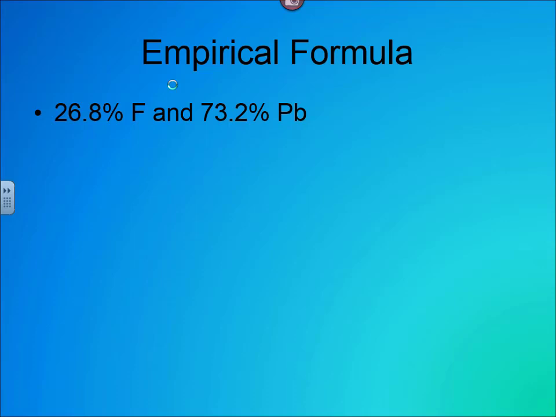Based on lab data, we would have been able to calculate that this compound is 26.8% fluorine and 73.2% lead. The first step to finding the formula for this compound is to take those percent numbers and change them to grams. So if we start with the fluorine, all we do is take the percent sign away and put a grams in its place.